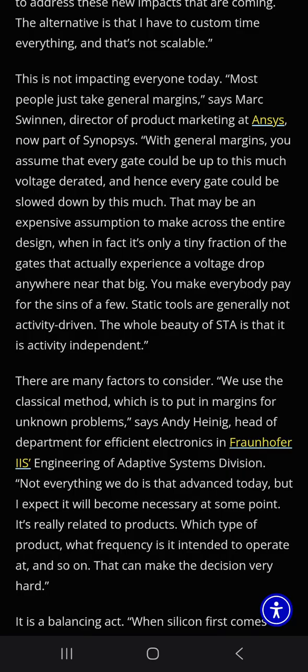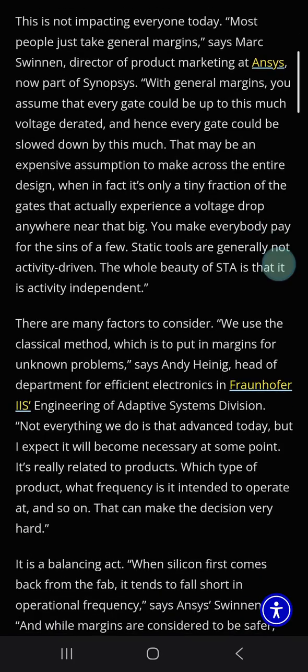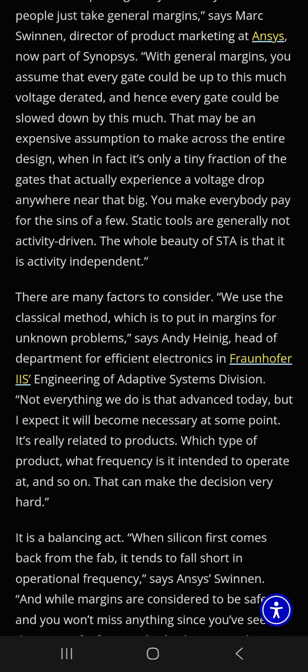Static tools are generally not activity-driven. The whole beauty of STA is that it is activity-independent. There are many factors to consider.